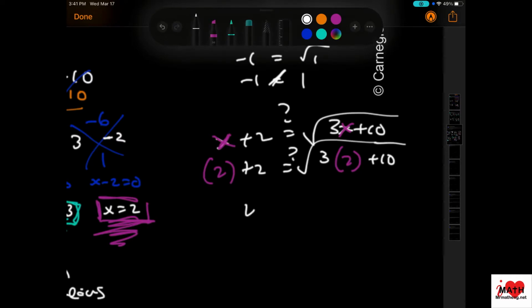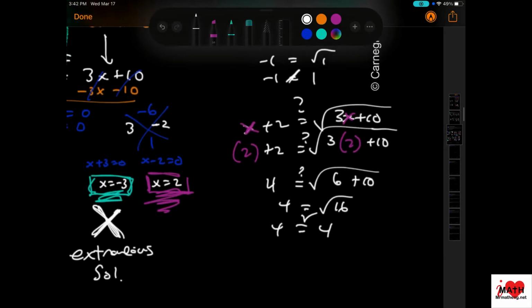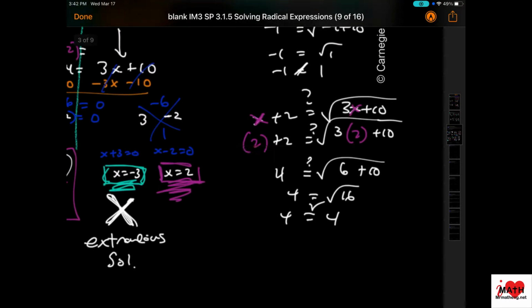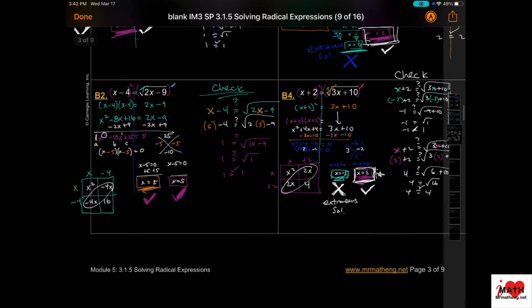Two plus 2 is 4. 2 times 3 is 6. 6 plus 10 is 16. Square root of 16 is 4. So 4 equals 4. This is good. That means that my only solution in this problem that works, if you want to, you could put a star by it, is X equals 2. Okay? Let's go on to now B.